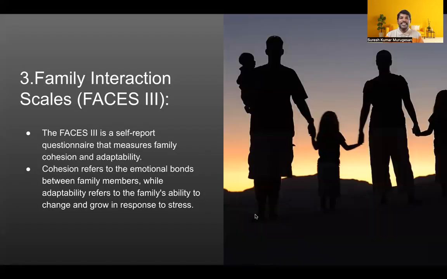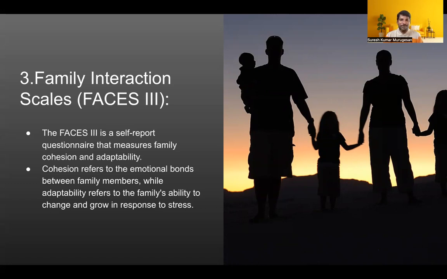And the third one is the family interaction scale. There are many versions. As I said, communication is a very important area that needs to be analyzed and assessed by the family counselor to know whether the family is dynamic or not, effective or not, healthy or not. So the family interaction scale will help us know whether there is cohesion or adjustment among the family members.